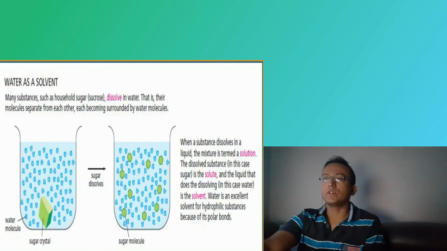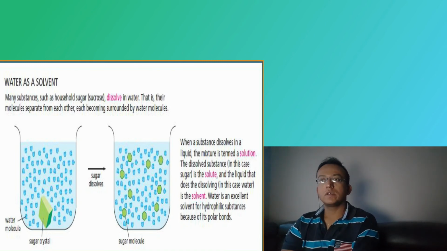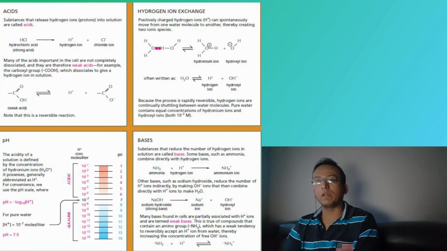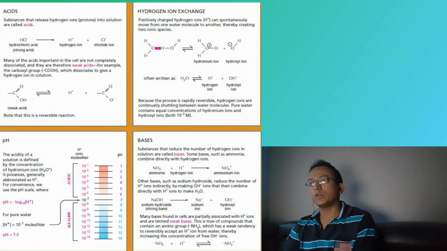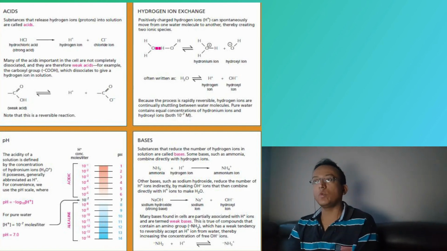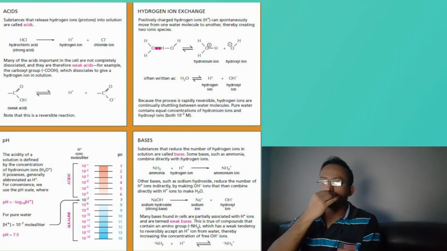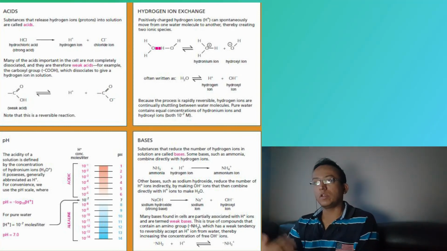So these are acids. We studied that acids release hydrogen ions into solutions. Many of the acids important in the cell are not completely dissociated, and they are therefore weak acids. For example, a carboxylic group that we already discussed releases a hydrogen ion in solution. The positively charged hydrogen ion can spontaneously move from one water molecule to another, thereby creating two ionic species. This is just about pH, the acidity and the logarithmic values.